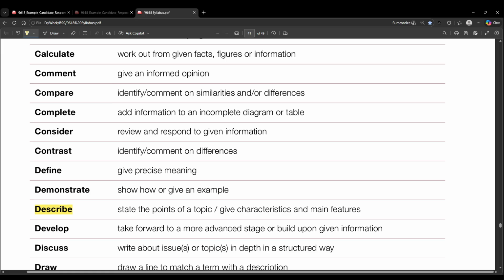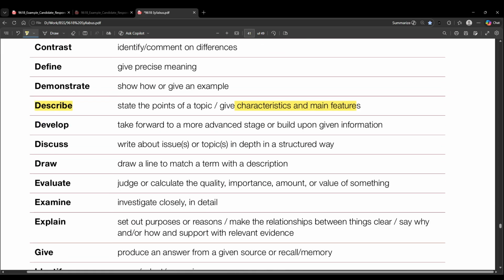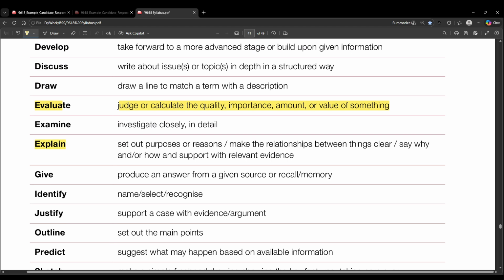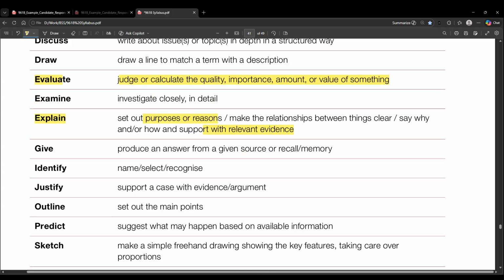Whenever the most frequent ones are describe, here you have to state the points and give the characteristics and the main features. Then the other one could be evaluate, where you have to give both sides of your opinion, so you have to calculate the quality, the importance, etc. Explain: then you have to give the purpose or the reason and support it with relevant evidence. So you cannot just write one point to get the explanation correct. You have to give some supporting evidence as well.